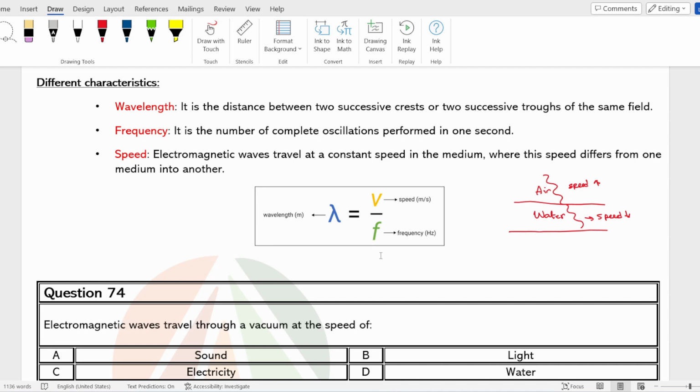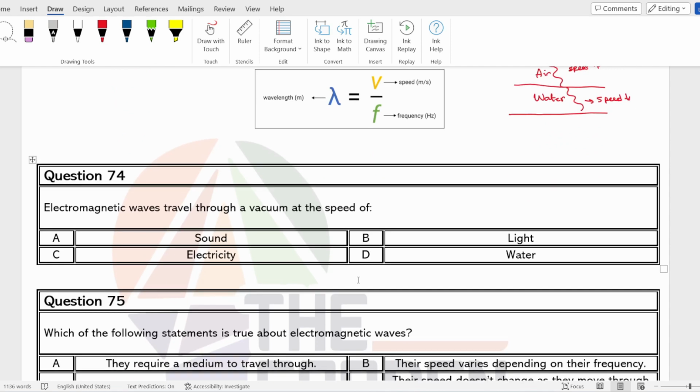طيب, نأخذ مع بعض السؤال الأول اللي هو فعليا الرقم 74 استكمالا للجزء الأول والثاني. في هذا السؤال بيحكي لنا electromagnetic waves travel through a vacuum at the speed of. We should know that they travel at the speed of light as they travel through vacuum. So the answer is B.